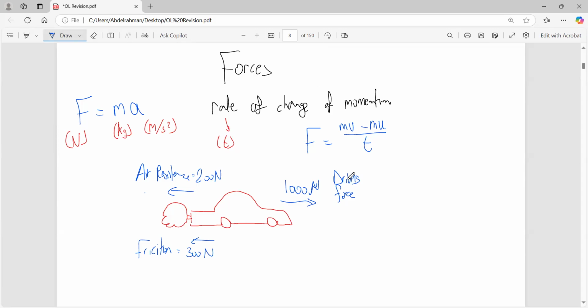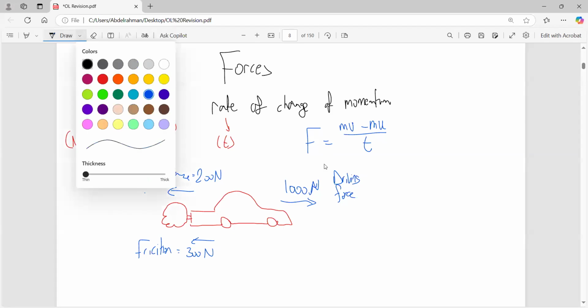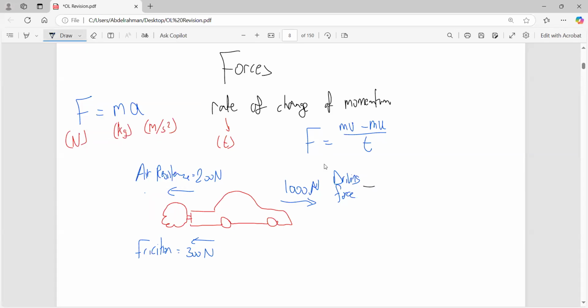I just need to say that the driving force is always in the direction of the motion. Let me write it down. Whatever value the driving force is, it's always in the direction of the motion, even if it's moving backwards. For example, the car is in reverse and it's moving backwards. So the driving force of the car is to the left.